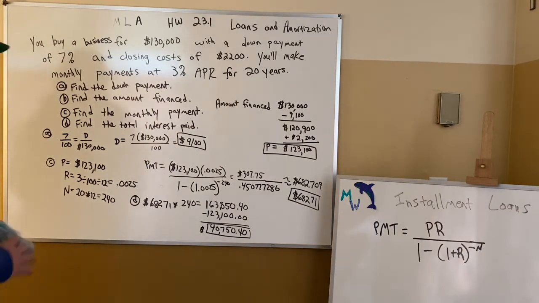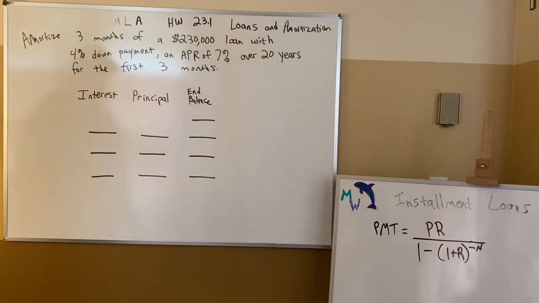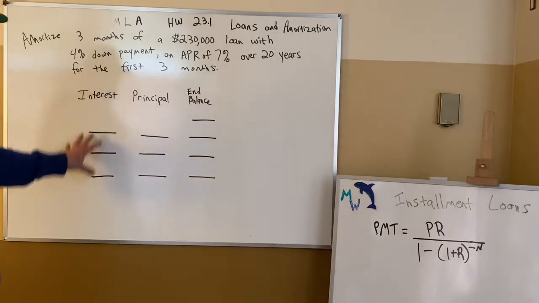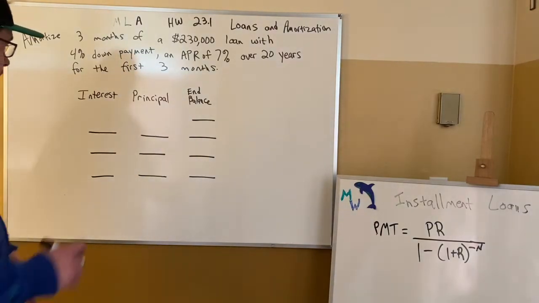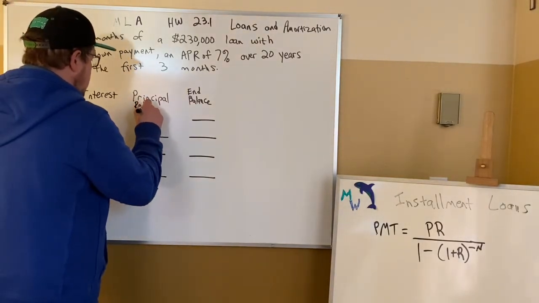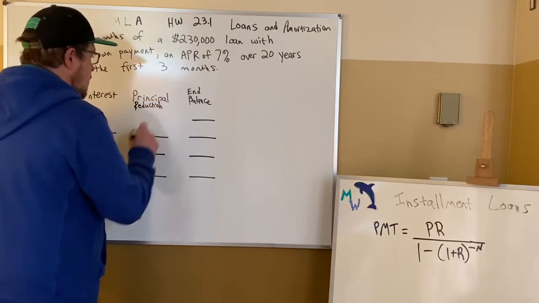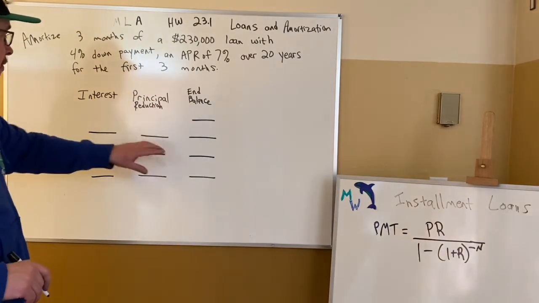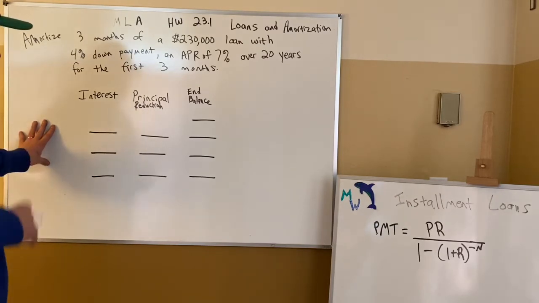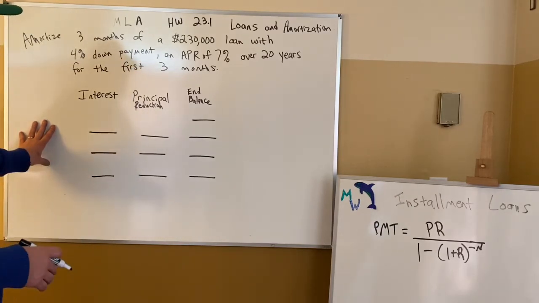We'll do an amortization, and in this one we're going to show the interest, the principal reduction, and then the end balance each month. So we're not going to rewrite the balance at the start of each month, but it's going to get the same values worked in for us here.